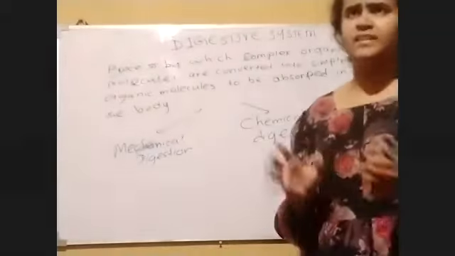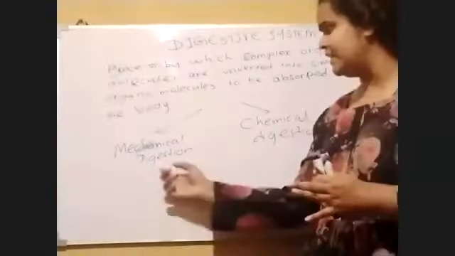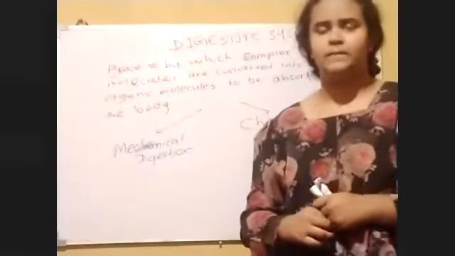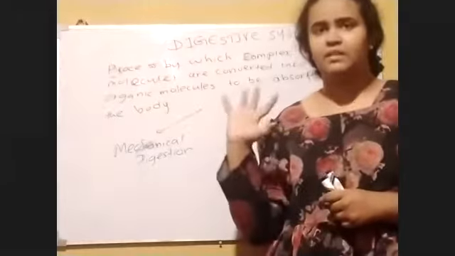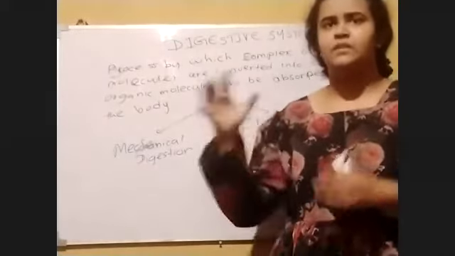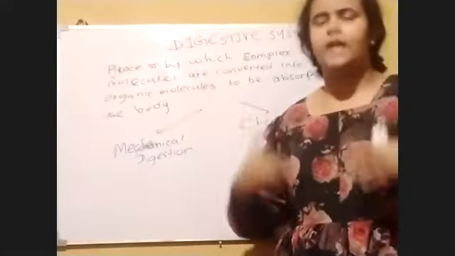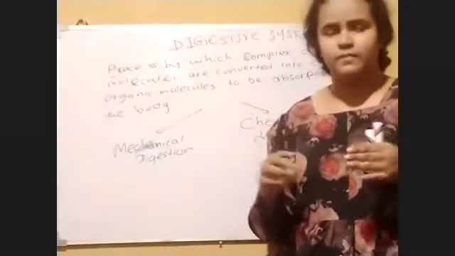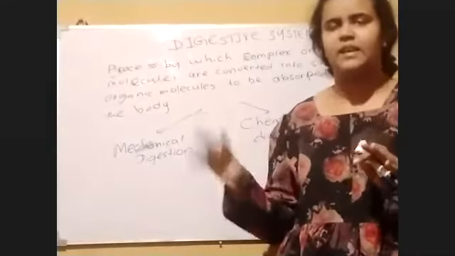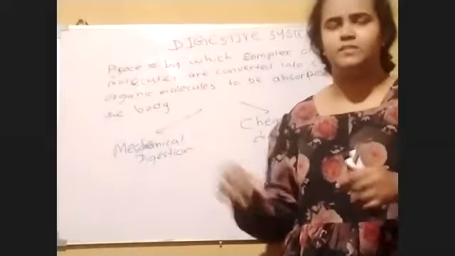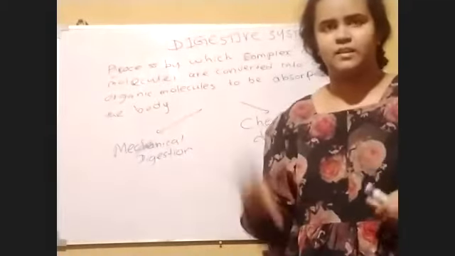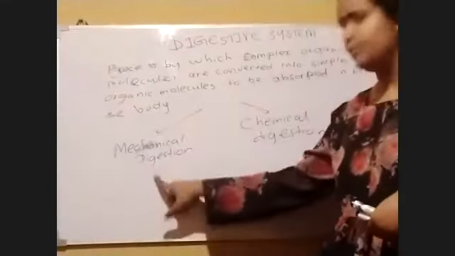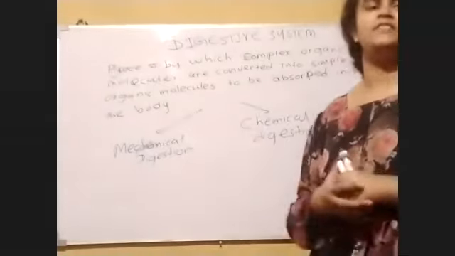What are the examples of mechanical digestion taking place in our body? Simply, when we eat, we are biting things and chewing things. Why do we do such processes? To alter the physical nature of the food.